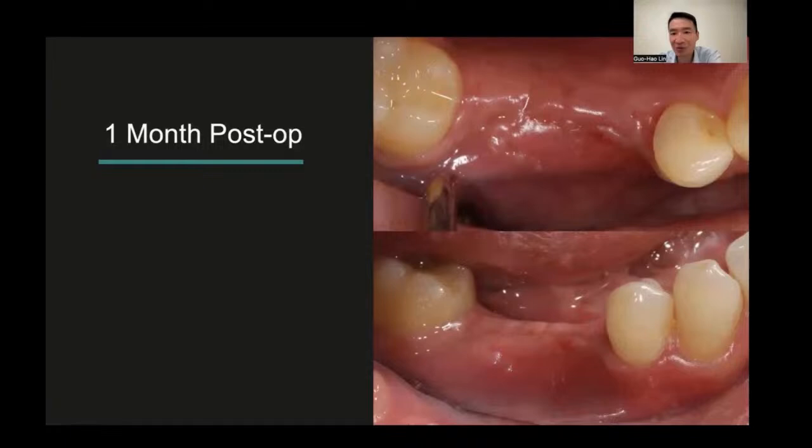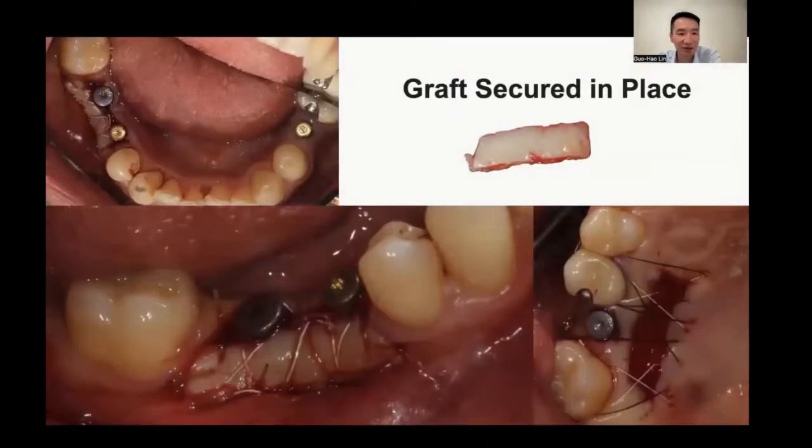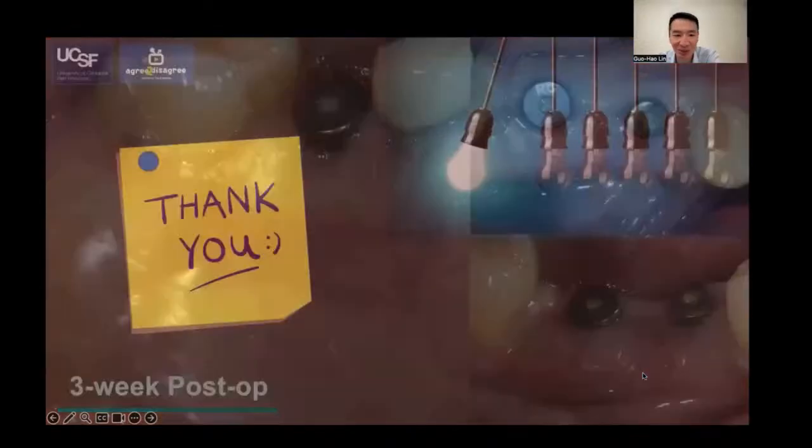One month after the surgery, everything healed quite nicely without any complications. The tissue looks mature. And 4 months after the surgery, we performed the second stage procedure for these 2 implants, and we did a free gingival graft in order to augment the keratinized tissue width on the buccal side of these implants. 3 weeks after the second stage surgery, we got a pretty good band of keratinized tissue, and the implant looked mature and ready to be restored.